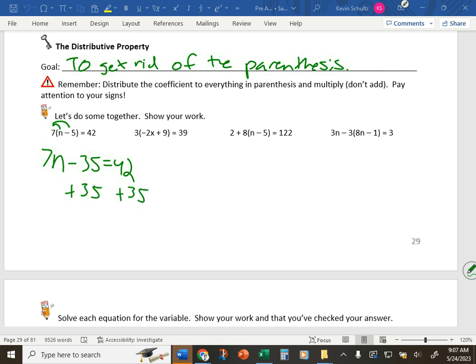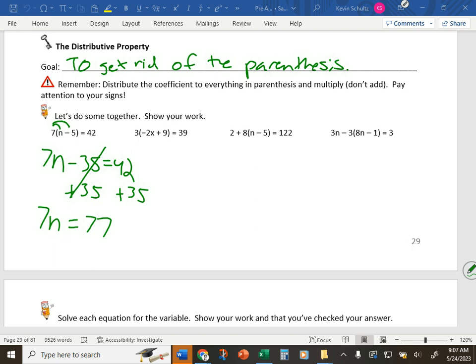Move it to the other side using opposite operations. Right? We're subtracting 35 in the equation, so we're adding 35 to undo that. Because 7n has to be 77, so that when we subtract 35 from 77, our final result is 42.